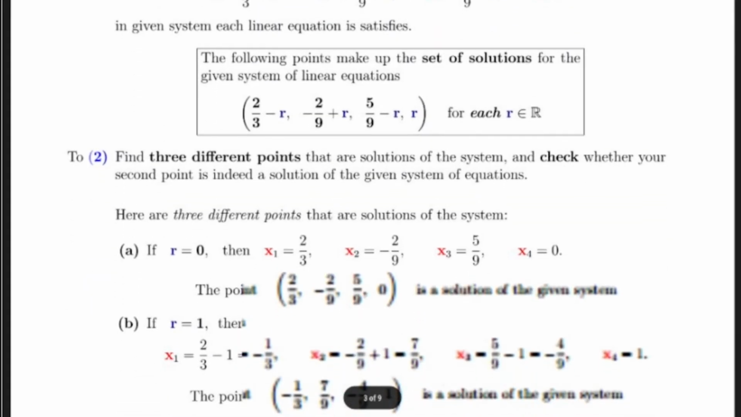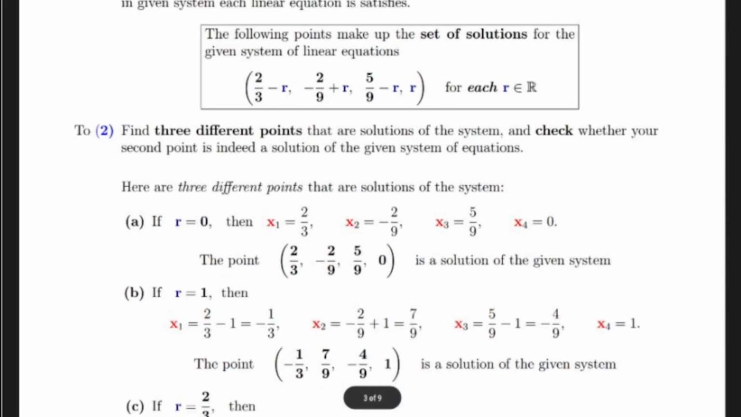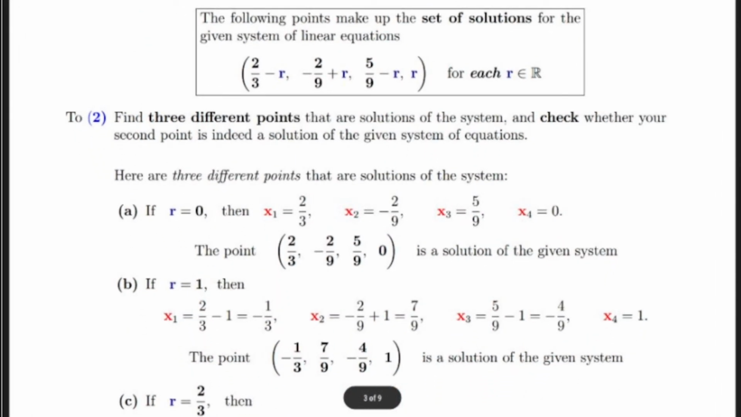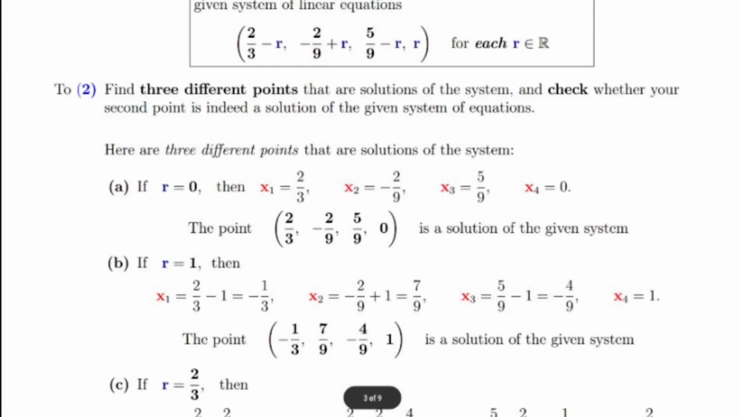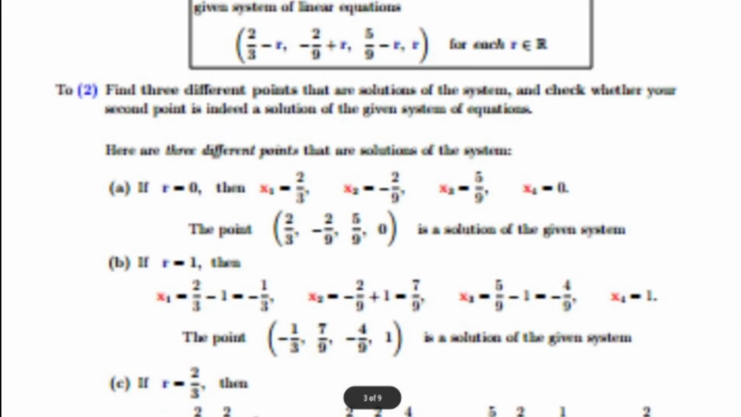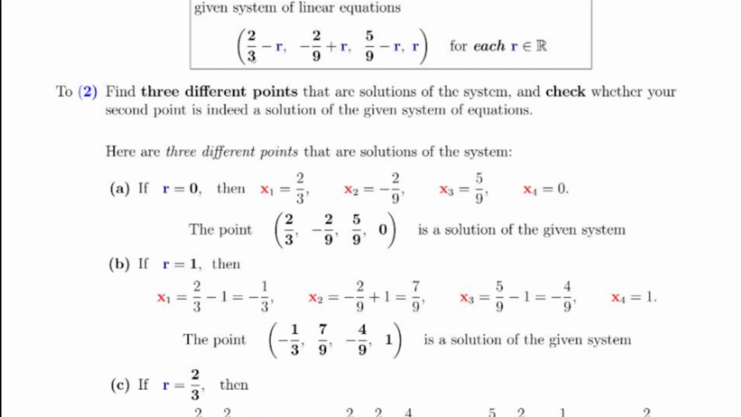And we found out that there are infinitely many solutions here, right? So for x1, we have 2 divided by 3 minus any real number r. And for x2, we have minus 2 divided by 9 plus any real number r. For x3, we have 5 divided by 9 minus any real number r. And for x4, it's any real number r.